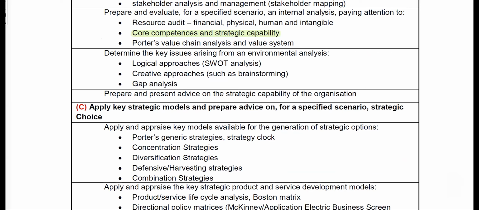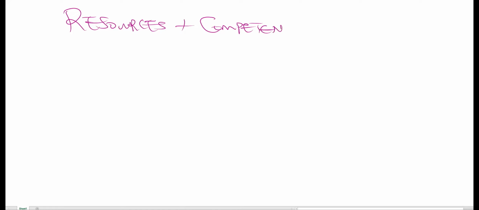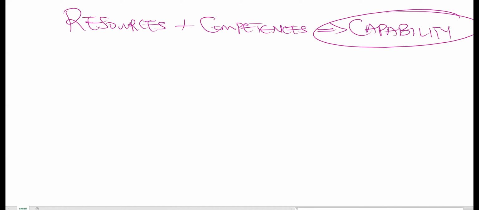So let's look at a resource matrix, okay? Let's understand what we mean by strategic capability. Anytime we say somebody is capable, say, hey, this guy is capable, what does it mean? It means that the guy has resources, and he has skills to manage those resources, right? That's what we call capability. So if you have resources and you have skills to manage those resources, we say you are capable. So capability is the sum total of resources and competencies. That's what we call capabilities, okay?